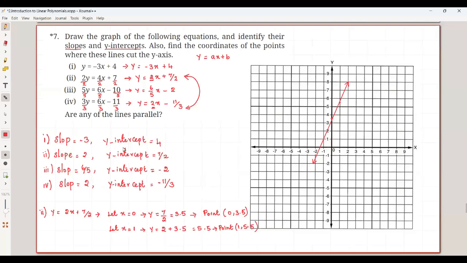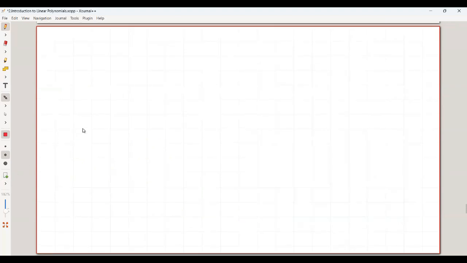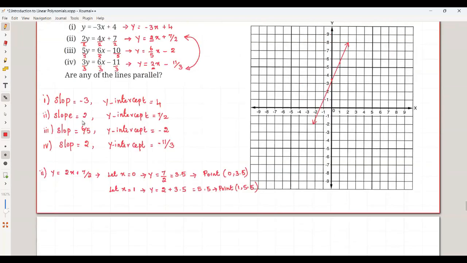The same way I have to do it for the fourth question. I'm just doing the fourth one. I need an extra page. Question number 4. The fourth equation is given: y is equal to 2x minus 11 by 3.